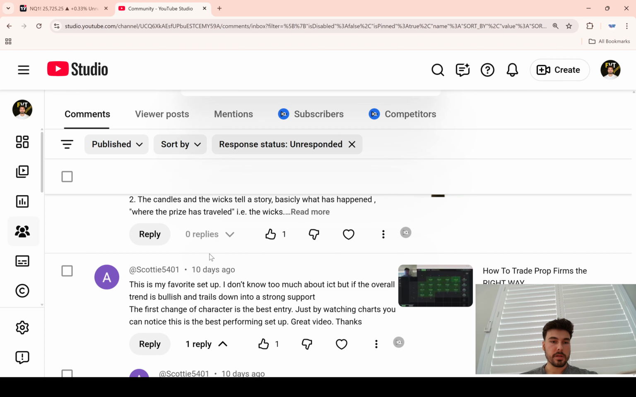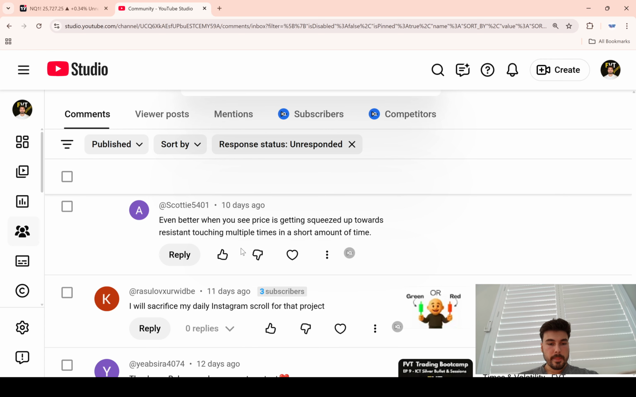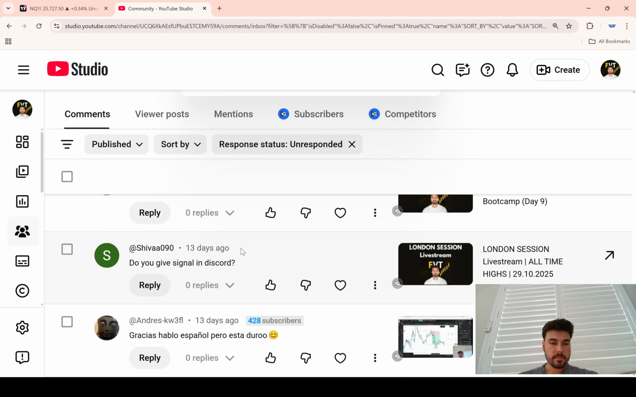Candlestick structure, really important. Really, really important. Let's keep going back.